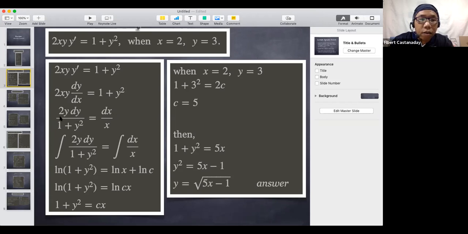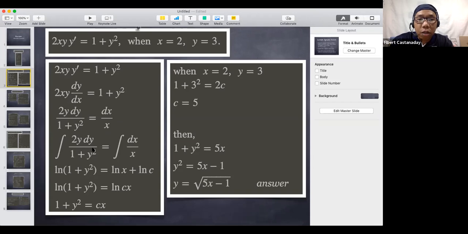Now, as you can see, on the left-hand side is the variable y, and on the right-hand side is the variable x. Now we can integrate both sides of the equation. Okay, so we integrate this one.